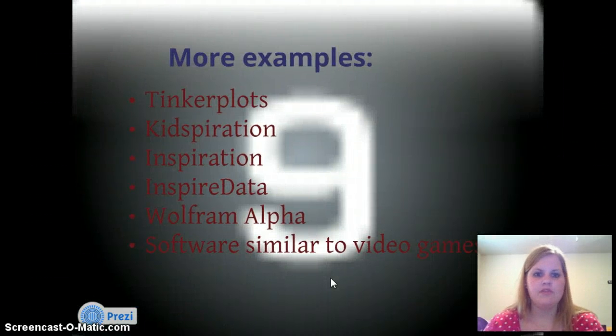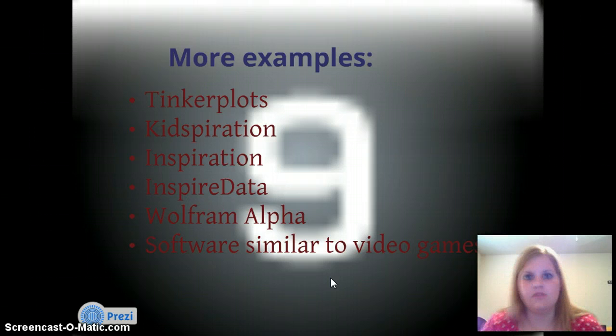Some more examples would be Tinker Plots, Kidspiration, Inspiration, and InspireData. Those are some more of the data-driven ones where students can collect their own data and analyze it, create charts, whatever you want to do with it, or they could get data and put it in the program and use it to do those same things.